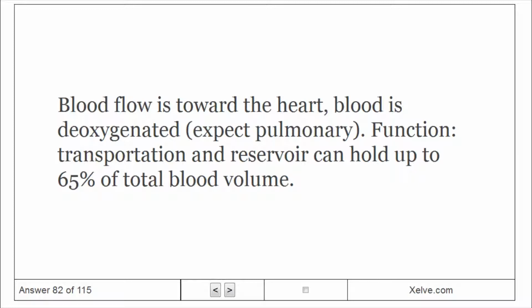Venules. Little veins. Veins. Blood flow is toward the heart. Blood is deoxygenated, except for pulmonary veins. Function: transportation and reservoir; can hold up to 65% of total blood volume.